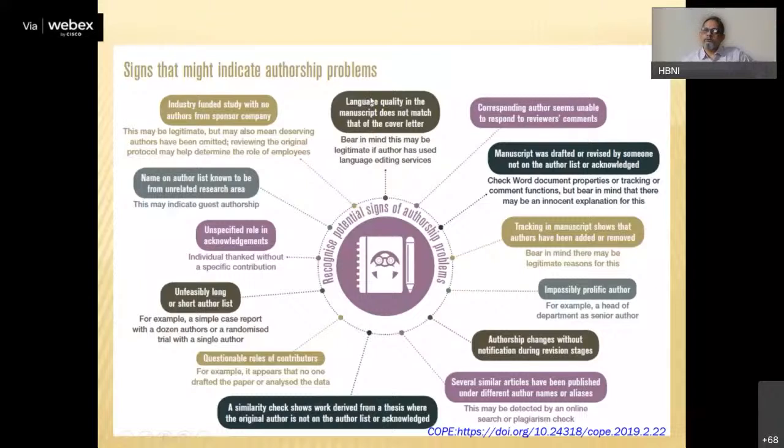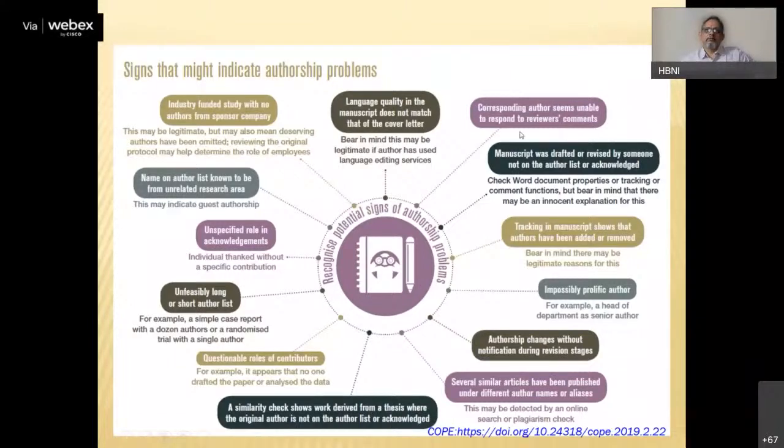Suppose you find the language quality of the paper does not match the covering letter with which you sent the manuscript. So there is a clear indication that these two things are different. The manuscript has been written by someone and the covering letter has been written by someone else. Okay. This is very easy to detect once you are in this business and you get thousands of manuscripts in front of you all the time. You go through all these manuscripts, and you will immediately know what is straightforward and what is not.